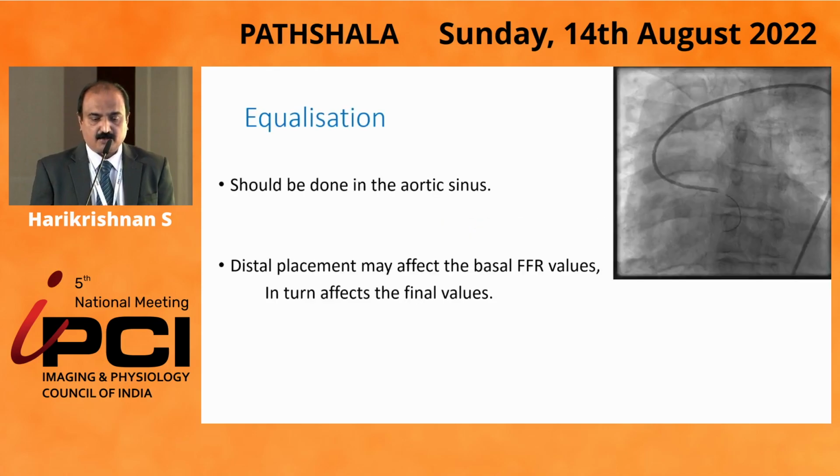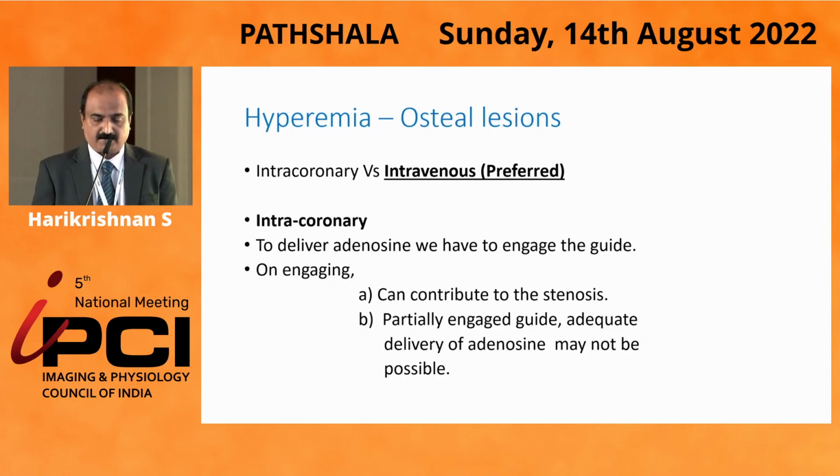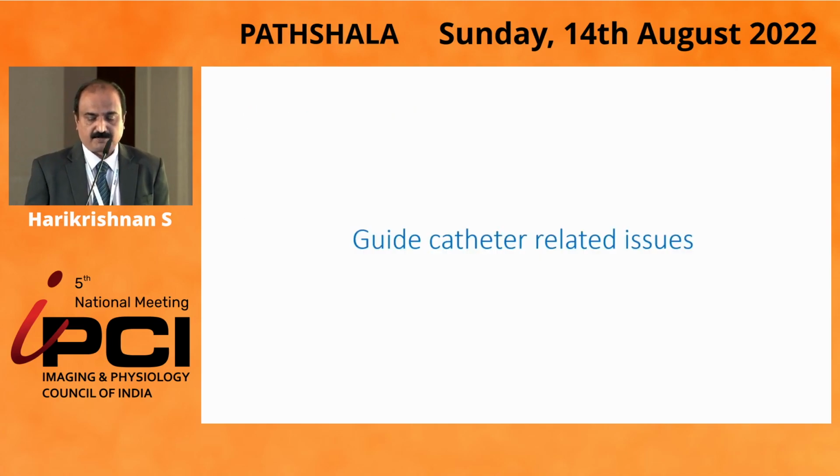Next is FFR in osteal lesions. The equalization should be done in the aortic sinus, because once you place the wire in the coronary, it may affect the basal FFR values, which in turn affects the final values. Hyperemia in osteal lesions: intravenous is always preferred, because when you give intracoronary, we may not be able to deliver adenosine. You have to engage the guide, and when you partially engage it, part of the adenosine will be lost, and the guide catheter can contribute to the stenosis.